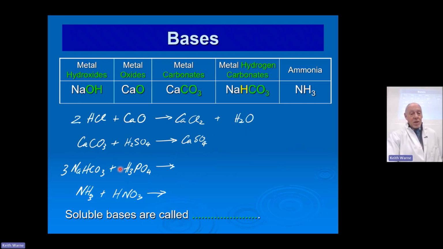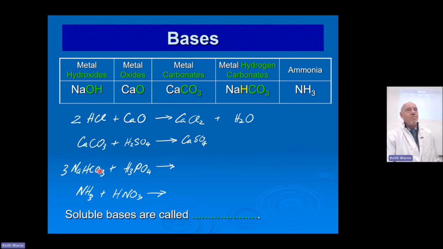Now, for this one, I haven't done anything. Sorry? Oh, sorry. That's a good question. It makes water and carbon dioxide. This one with the carbonate, thanks for pointing it out, makes calcium sulfate, water, and carbon dioxide. This one is also going to make a salt plus water and carbon dioxide. A hydrogen carbonate also makes water and carbon dioxide.